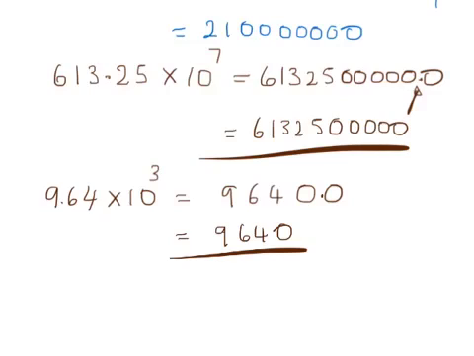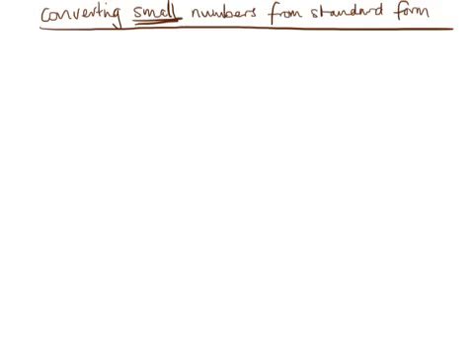So that's us having converted a large number that's already in standard form into a normal number. And now we're going to look at converting small numbers that are already in standard form into a normal number.